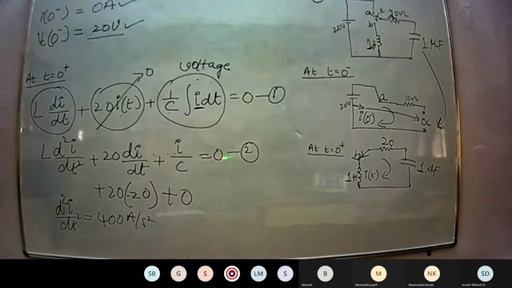Followed the second example. Yes, ma'am. Any doubt, Latashri?